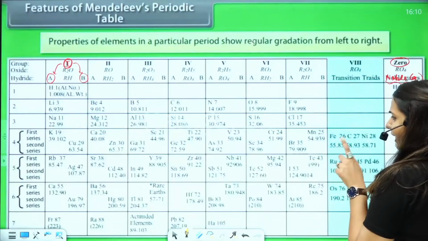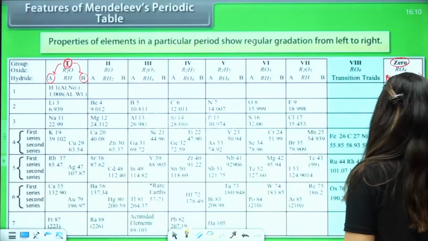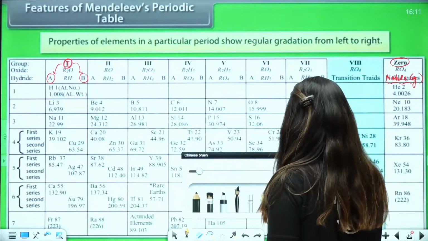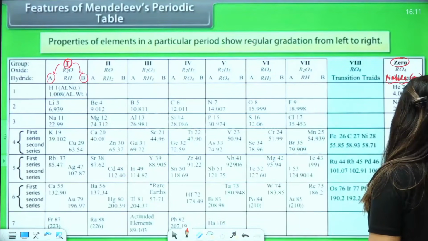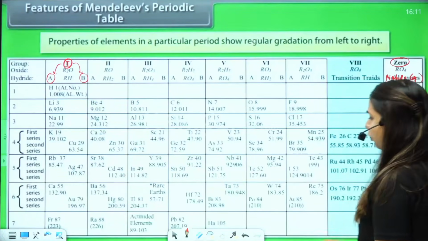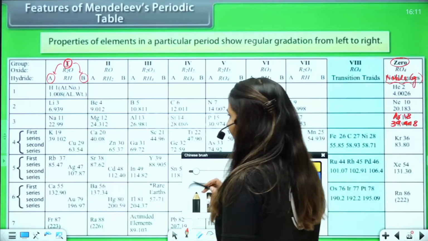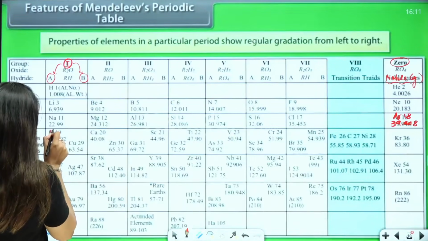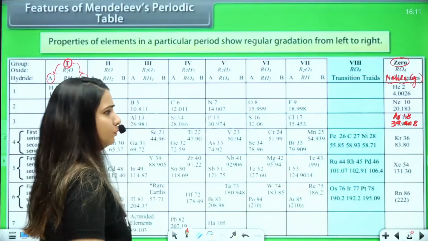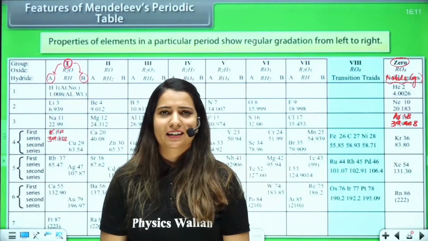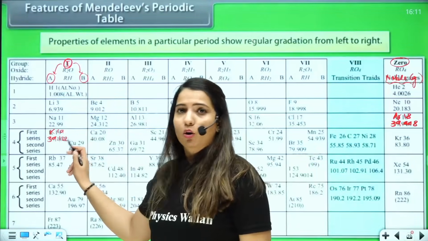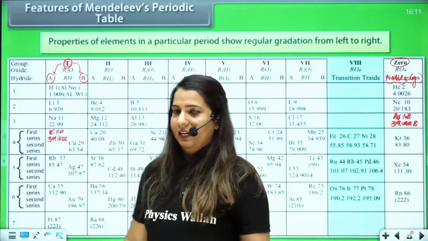See, if I tell you about argon, argon has 39.948 as the atomic mass. And if I talk about potassium, the atomic number is 19, but the atomic mass is 39.102. This is not acceptable, right? We have the increasing atomic mass order. This is bigger in number, this is smaller in number. So this is an anomaly of the pair, right?